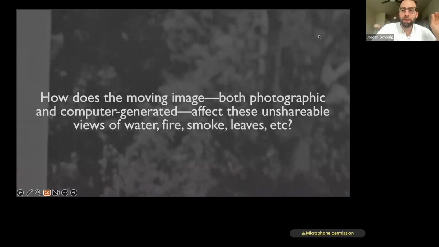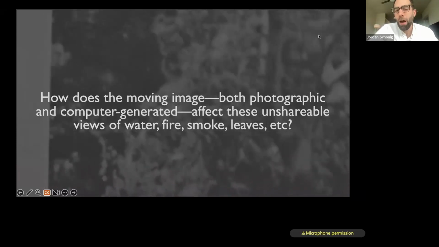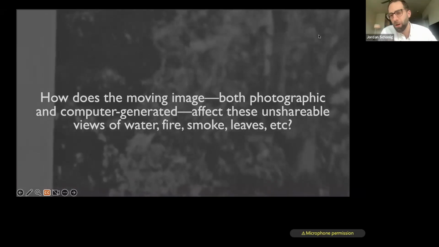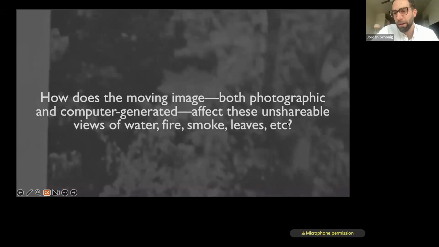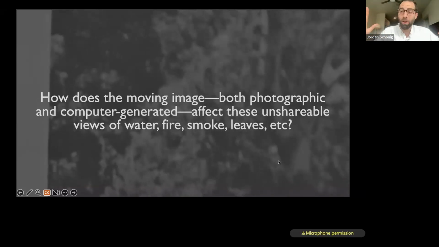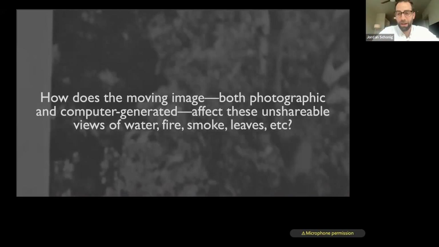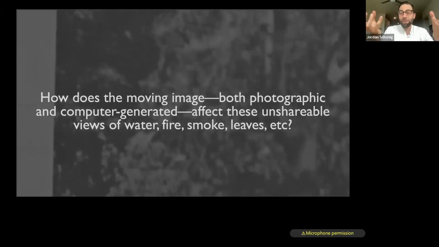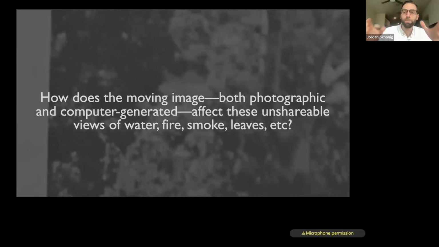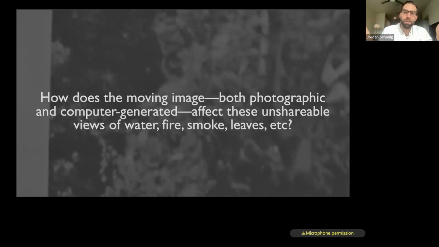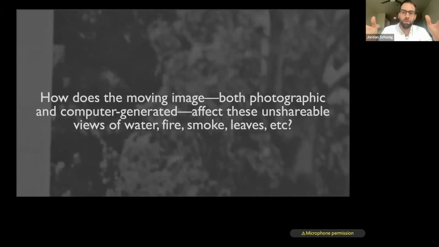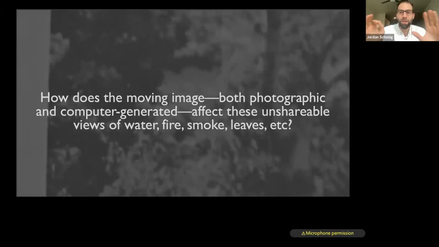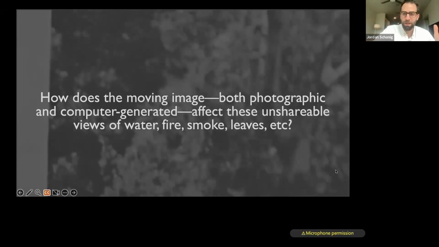I want to use this as a launching point to answer the question, how does the moving image, both photographic and computer generated, affect these unshareable views of water, fire, smoke, and leaves? In other words, if long before cinema was invented, Kant and other thinkers have thought that these kinds of phenomena were interesting to behold, even impossible to lock down and grasp, what does it mean that in 1895, when we had the first moving images, one of the first kinds of objects in moving images that spectators were interested in were these very kinds of images? How do we explain that?